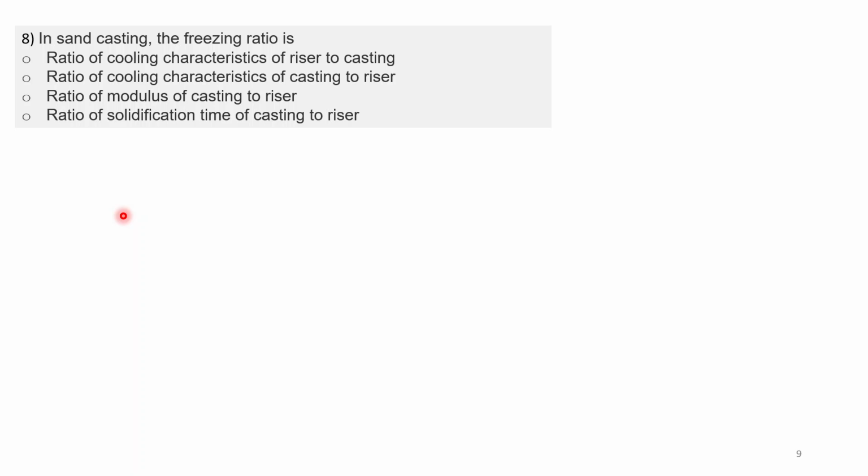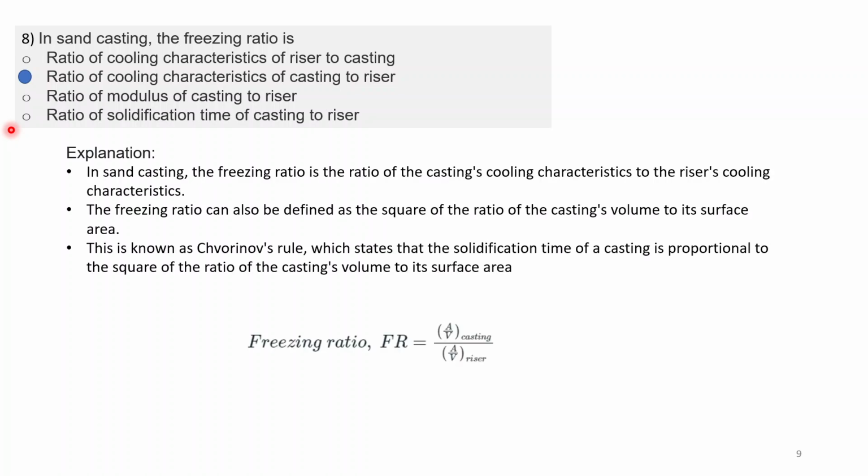Next question is, in sand casting, the freezing ratio is, your options are: ratio of cooling characteristics of riser to casting, ratio of cooling characteristics of casting to riser, ratio of modulus of casting to riser, and ratio of solidification time of casting to riser. Modulus is the inverse of cooling characteristics. One of the answers will be correct, and the second one is. So you have to remember this particular equation.